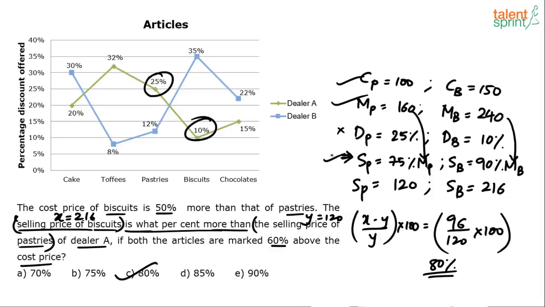Selling prices have to be calculated. Don't write this step, in fact. 75% of MP, 90% of MP is not required. Directly calculate the selling prices, and then do this calculation. So I think again a 1 minute problem, not more than that, right?